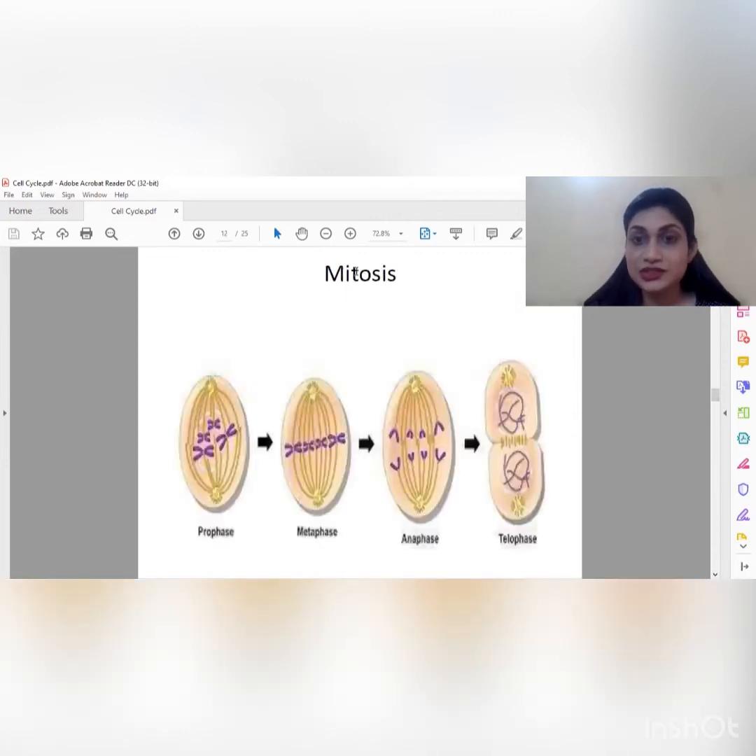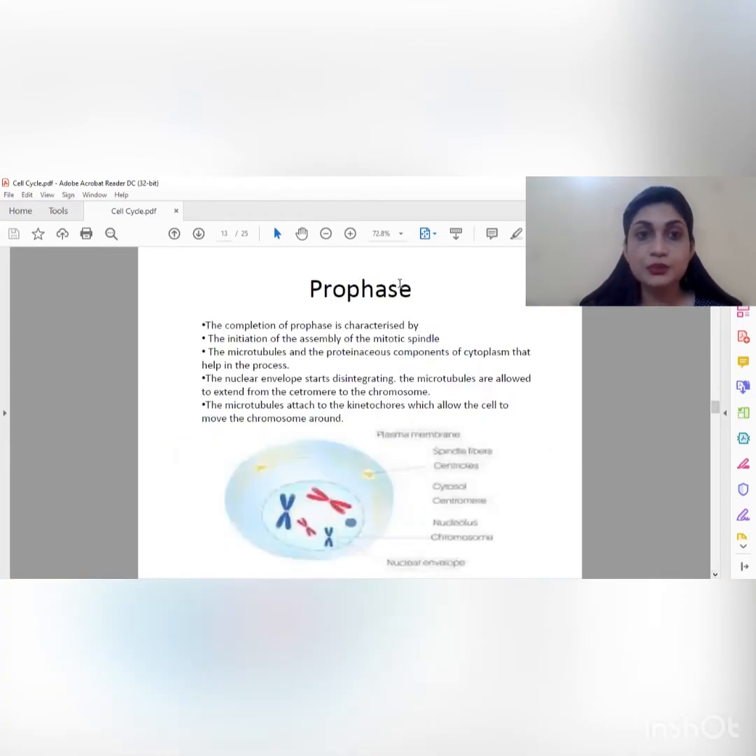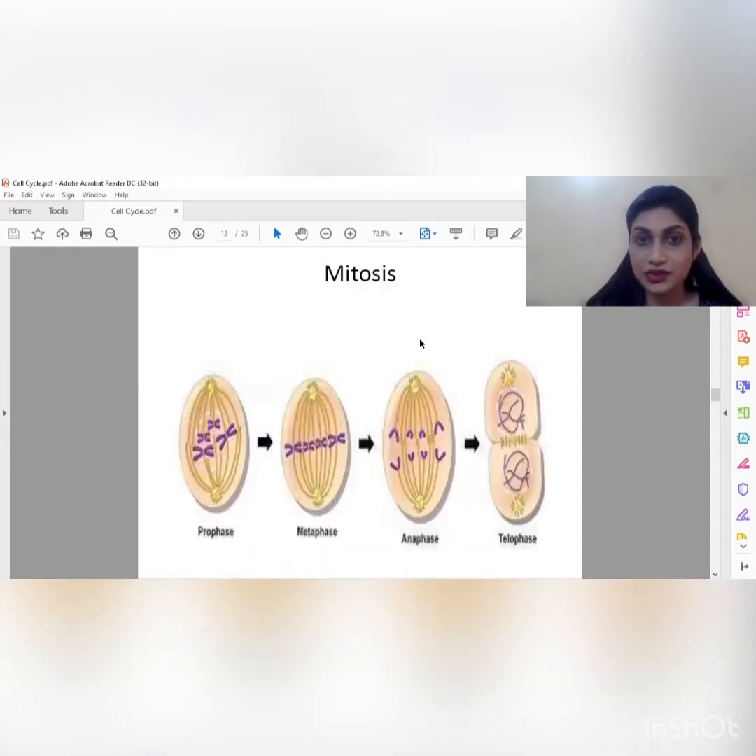So this is what mitosis looks like. This is the prophase, metaphase, anaphase, and telophase. So let's discuss the prophase. We'll keep coming back to the diagrams as well. Prophase: the completion of prophase is characterized by the initiation of the assembly of mitotic spindles. It is not clearly visible in this one, so I will go to the other one.